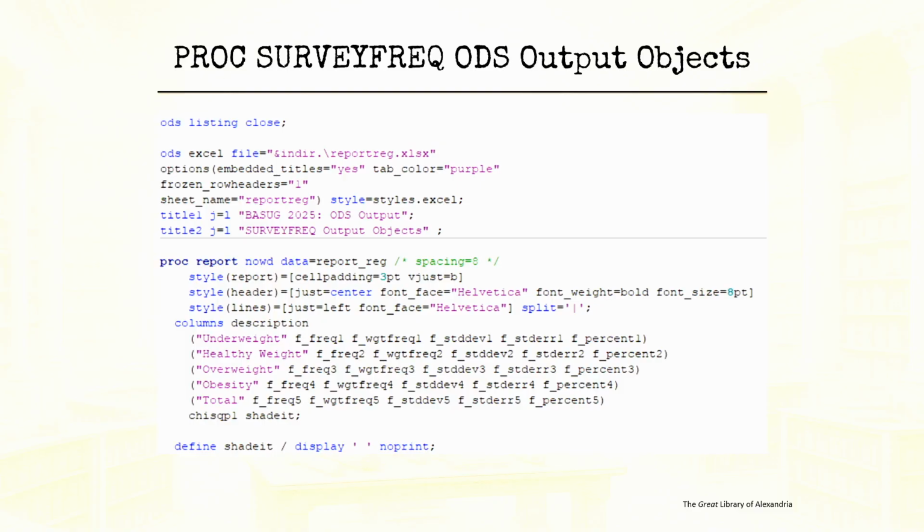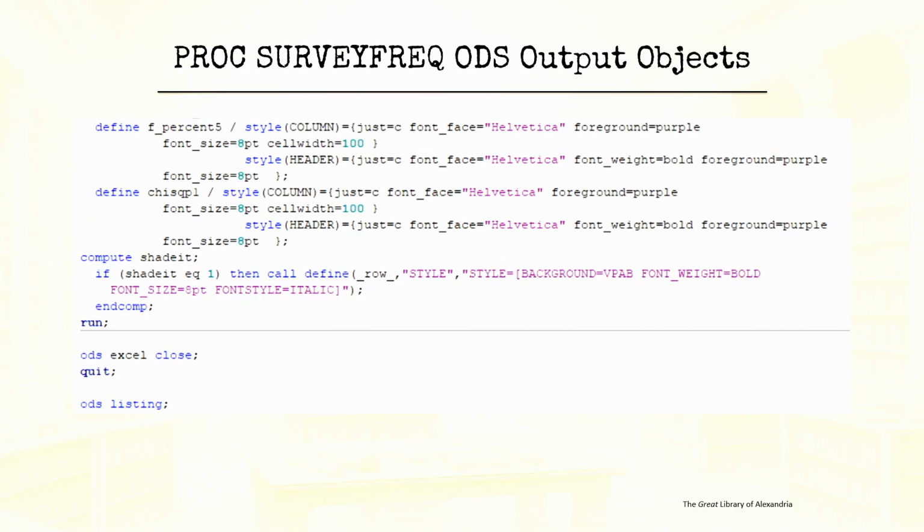So ODS Excel has a ton of options, and they really are great. In this case, the report that I showed you before, which I'll show you again, is embedding titles, and you can do footnotes too. You can color the tab. You can freeze the first column, and you can name the tab, and you can also use the default style here, but you can use your own corporate style or another style template.